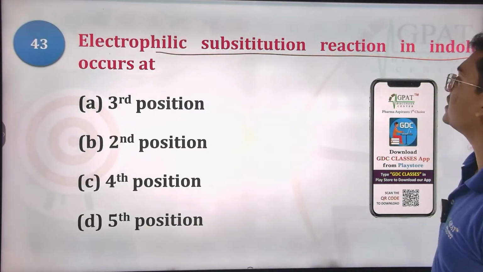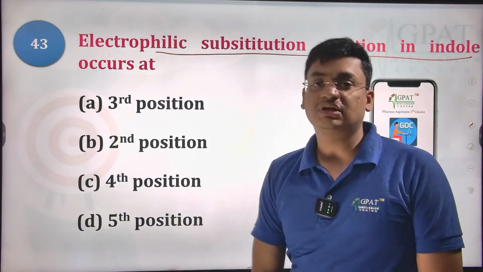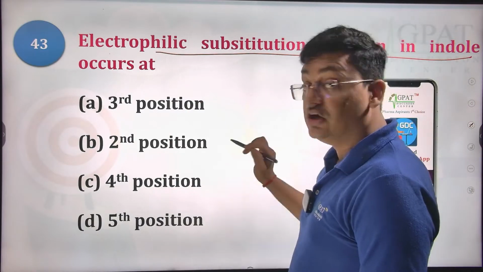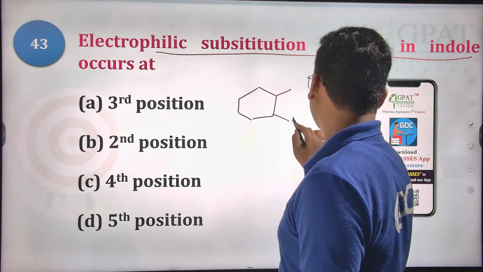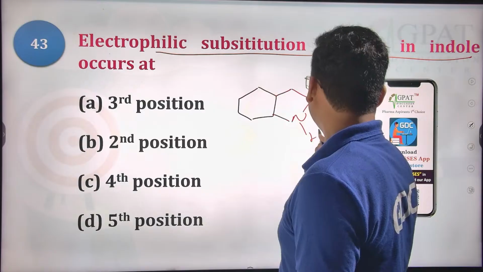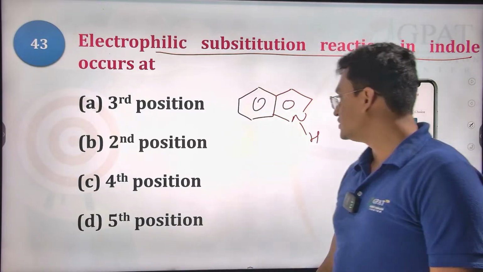Electrophilic substitution reaction of indole occurs at. For the case of indole, basically it has a benzene ring fused with the pyrrole. Benzene ring fused with the pyrrole system.